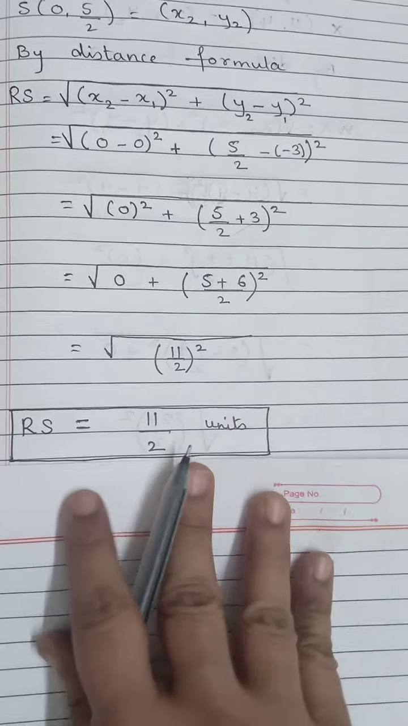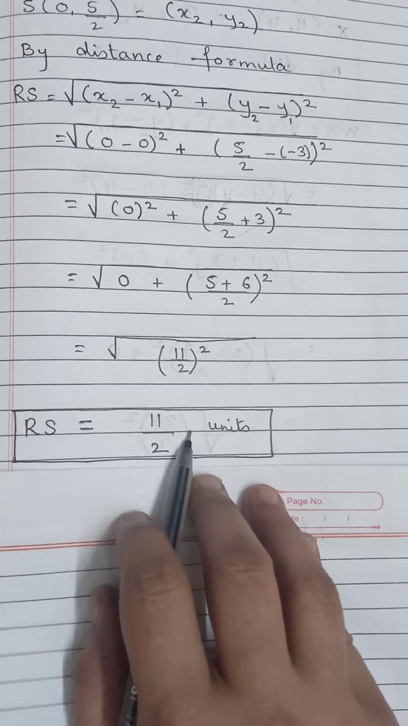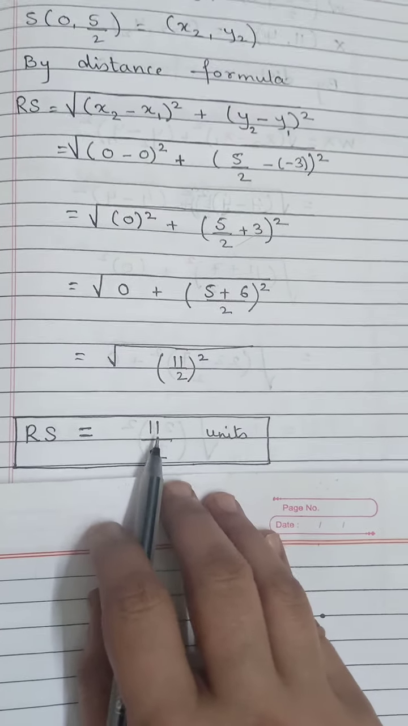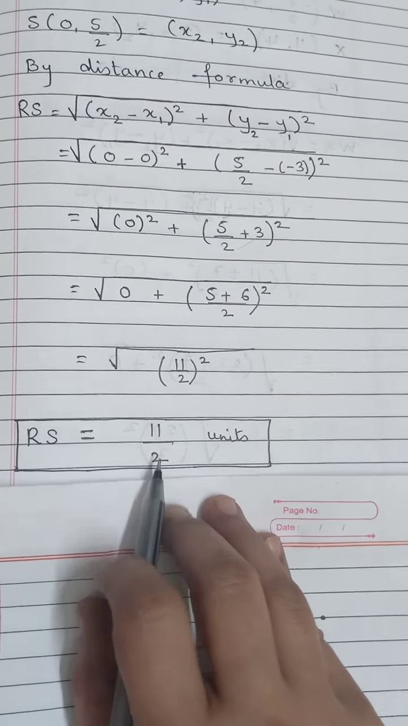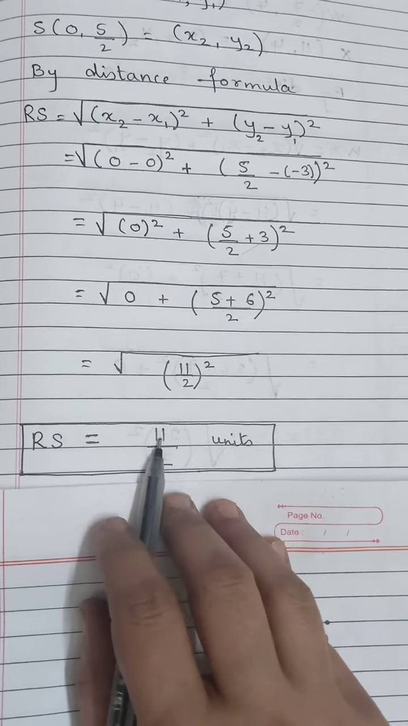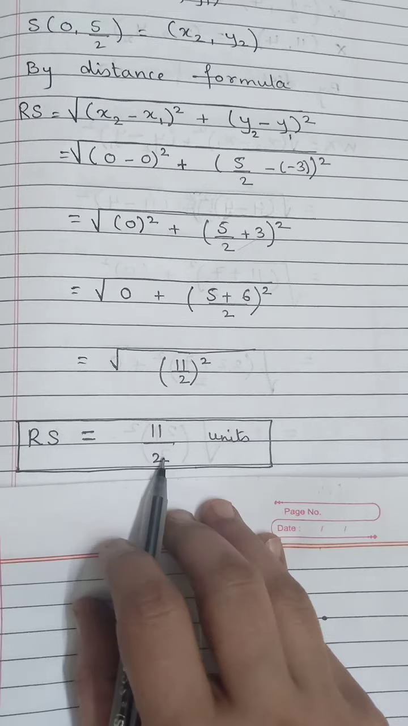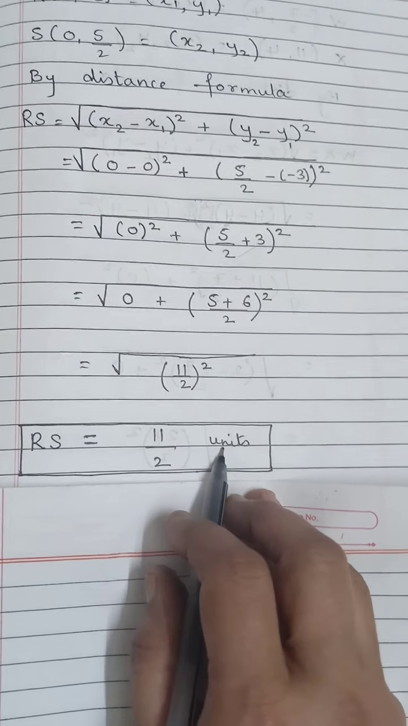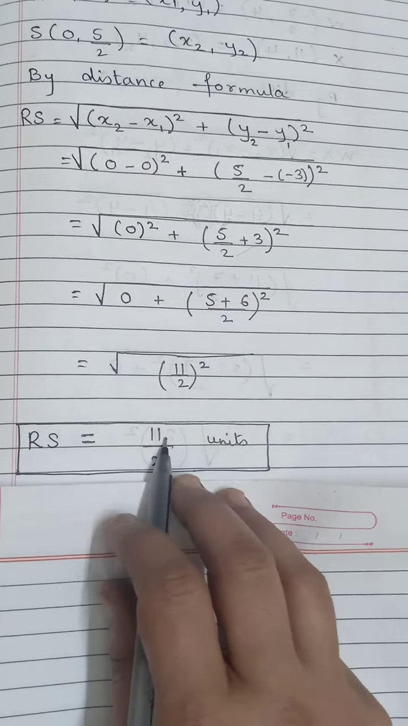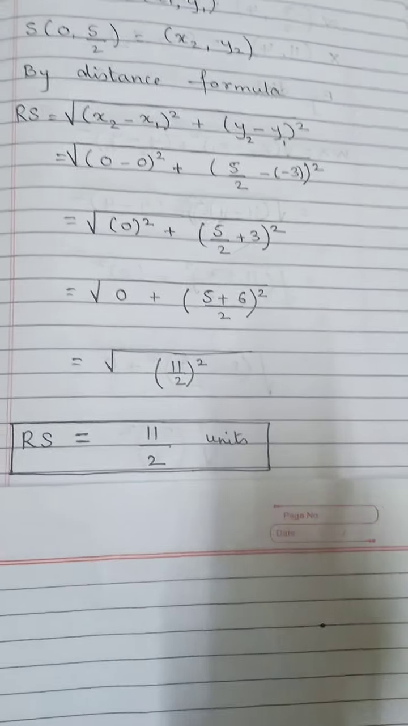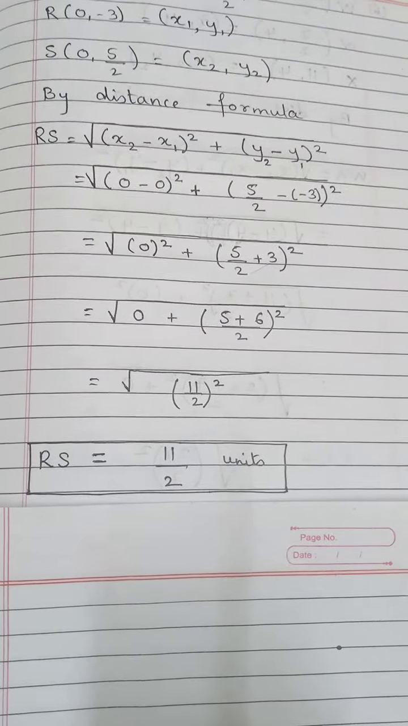Now listen carefully here: don't cancel it or simplify it into a decimal. You have to write the distance in upon form only, so you have to take 11 upon 2 units. If you want, you can write units, otherwise 11 upon 2 is also okay. So in this way we have completed the third sub question.